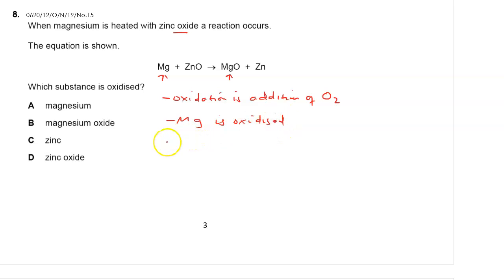As zinc oxide is reduced. It has lost an oxygen and therefore it is reduced. So magnesium oxide is obtained by oxidizing magnesium. Therefore magnesium is oxidized right there.